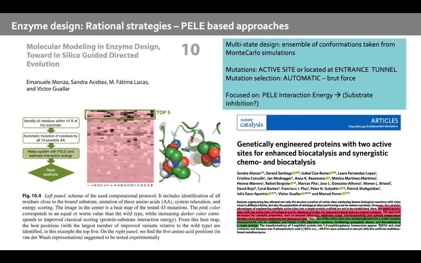But usually here, I think they put the substrate bound in the active site and basically identify everything that is within 10 angstroms of this substrate, and they try to mutate all positions to all possible amino acids. They do the mutation, they relax the system with Pele, and they use Pele's interaction energies to rank the different variants.